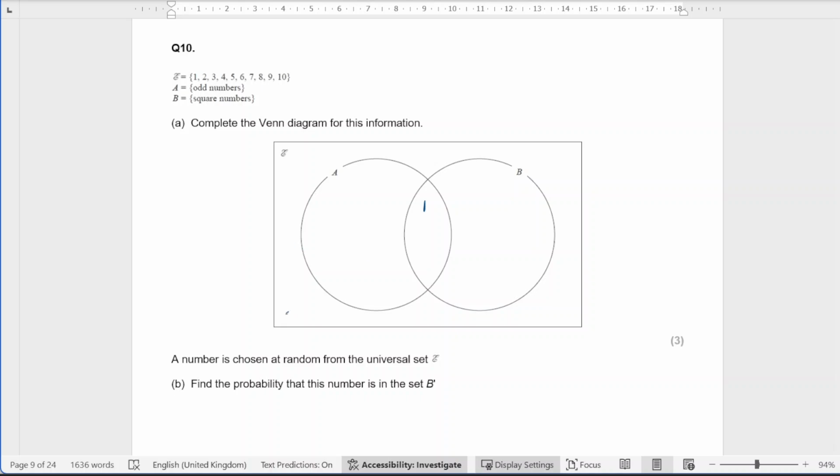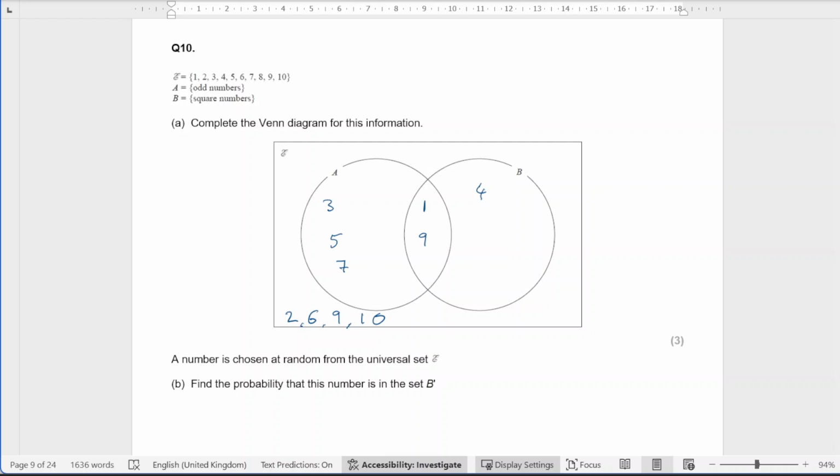2 is neither. 3 is an odd number. 4 is a square number but not odd. 5 is an odd number. 6 is neither. 7 is odd. 8 is neither. 9 is both. 10 is neither. So that's my completed Venn diagram.